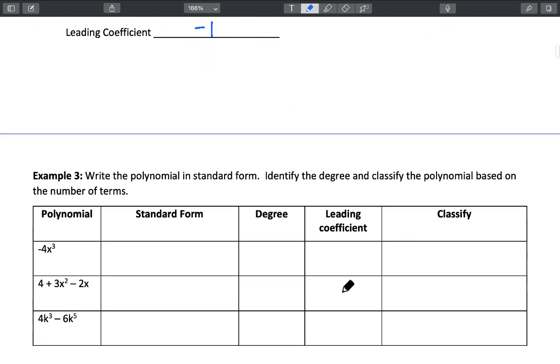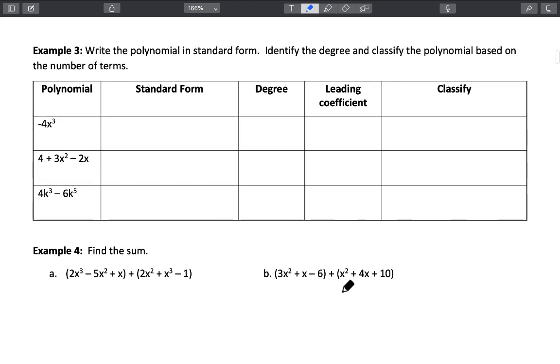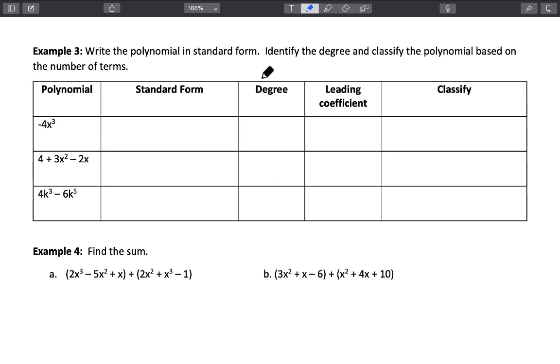All right, flipping the page over here to example 3. It says to write each polynomial in standard form, identify the degree of that polynomial, and classify the polynomial based on its number of terms. Our first example here is negative 4x cubed. It's a single term. It's already written in standard form for us. Its degree is the highest exponent sum here in that term, which is 3. The leading coefficient is negative 4, and this is a monomial because there is one single term.